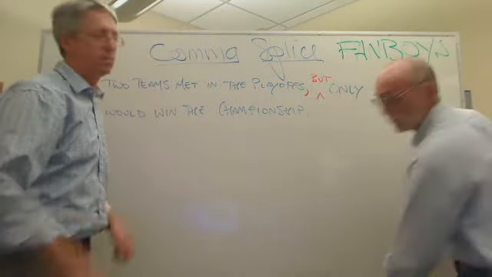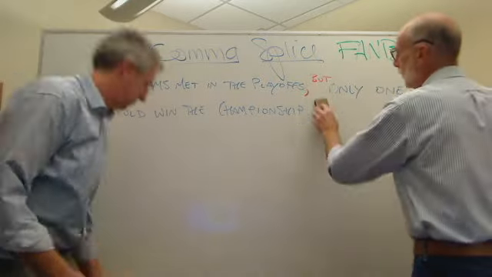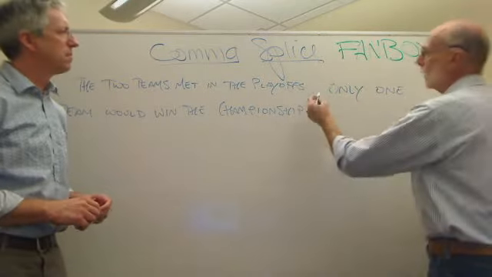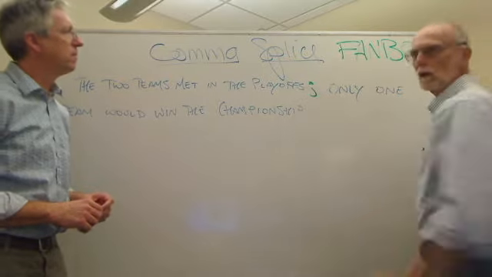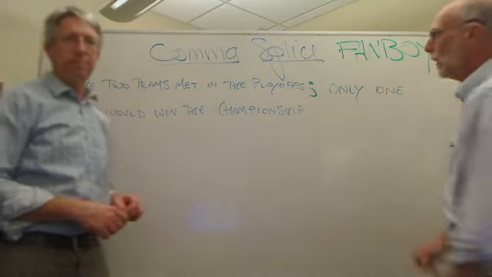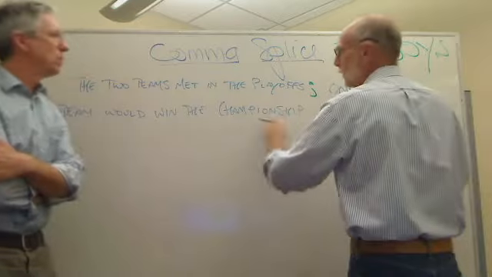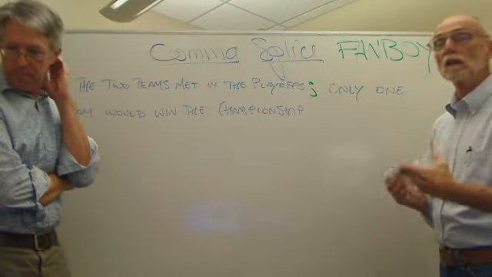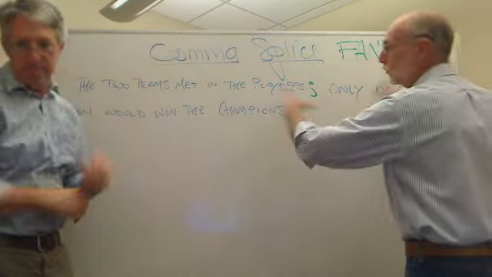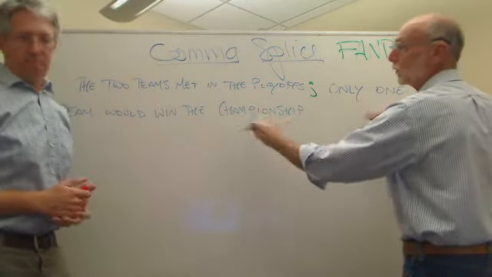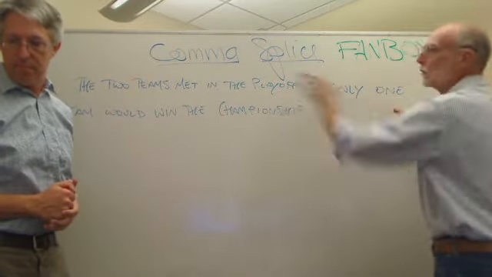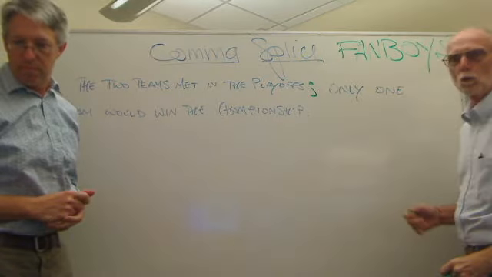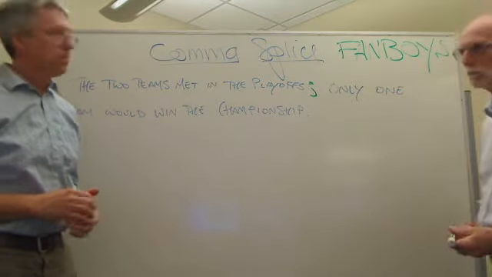But there's a third way, all right? We take the comma out, and we put in a semicolon, all right? You use the semicolon to join main clauses when both of the clauses are logically related. So here the two sentences are logically related. The two teams met in the playoffs. Only one of those two teams is going to win. So a semicolon works very neatly here.